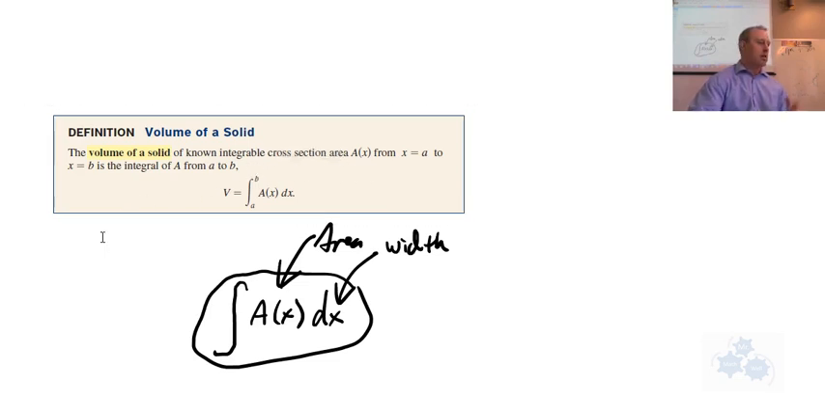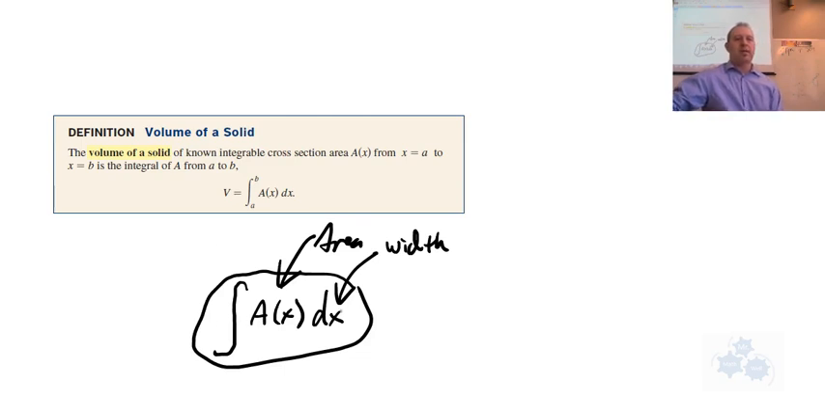This is from your Finney textbooks. I don't know if you have that handy. You can look up, it's chapter 7, exactly what page this is on. But it says this: the volume of a solid of known integrable cross-sectional area A of x, from x equals a to x equals b, is the integral of A of x from a to b. So here is the area of the cross-section. And that cross-section could be a square, a times a, or the function height times itself. It could be a triangle, it could be a semicircle. We're going to look at all those today.